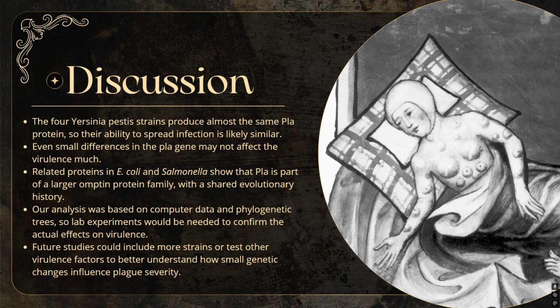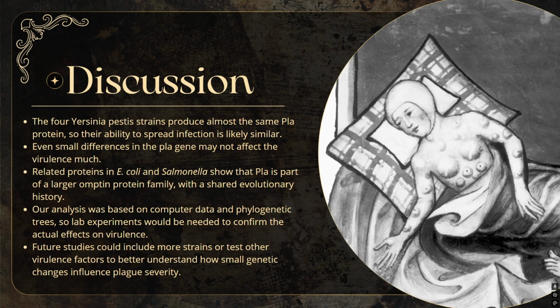Overall, one of the biggest takeaways is that the PLA gene is highly conserved in Yersinia pestis because PLA plays such a key role in breaking down host tissues and helping the bacteria disseminate. It makes sense that the genes will stay almost unchanged across the strains. Its conservation highlights just how important it is for Y. pestis survival and virulence.